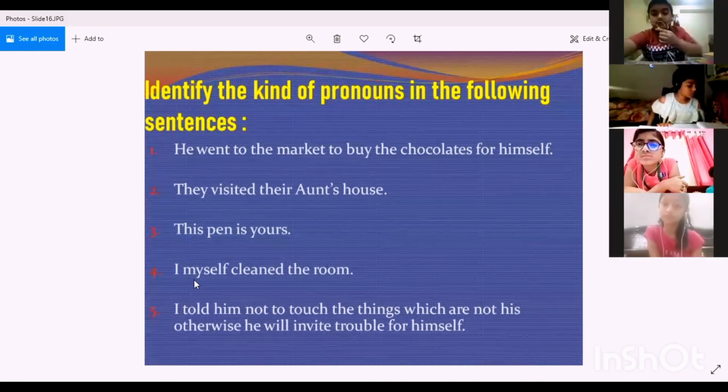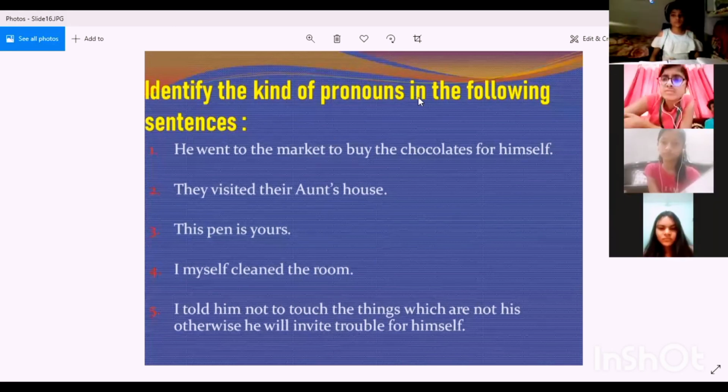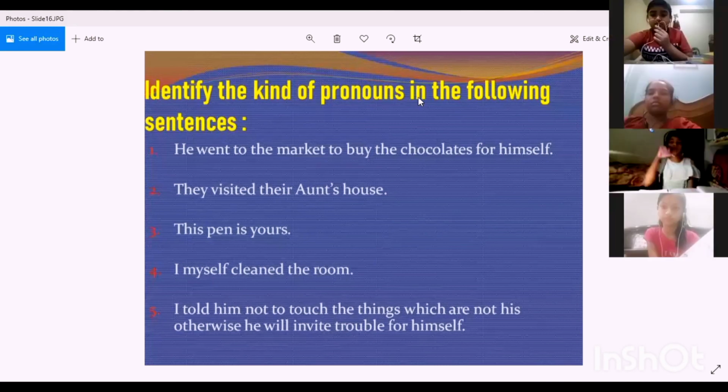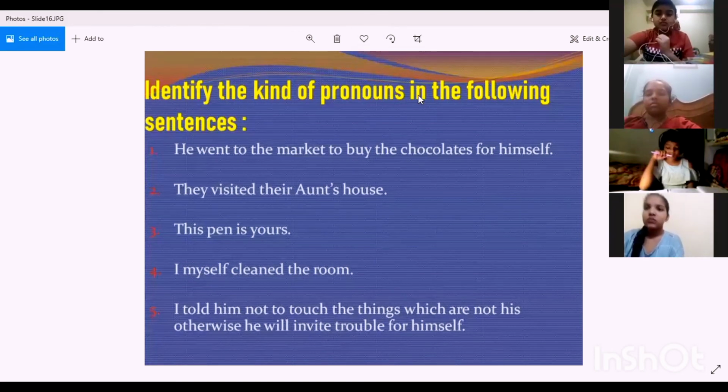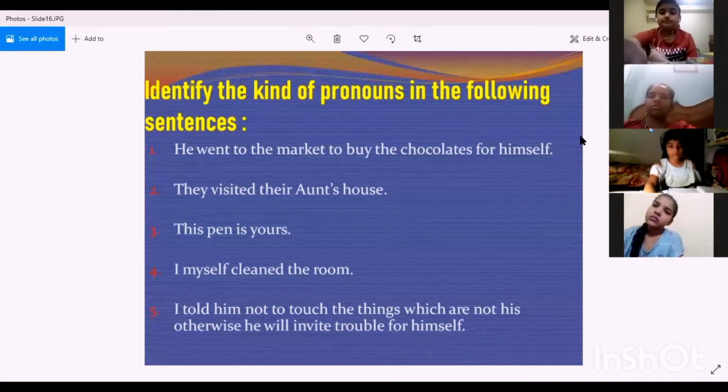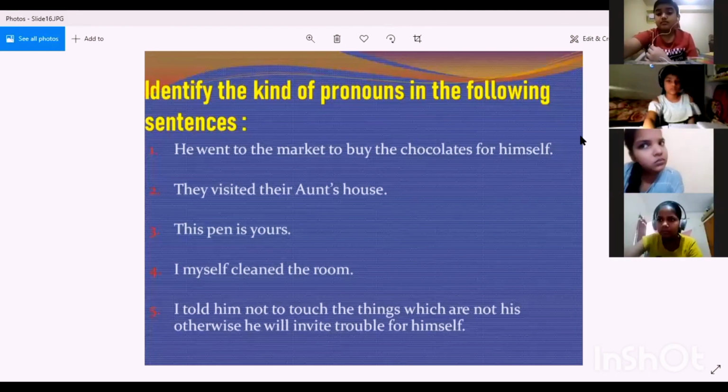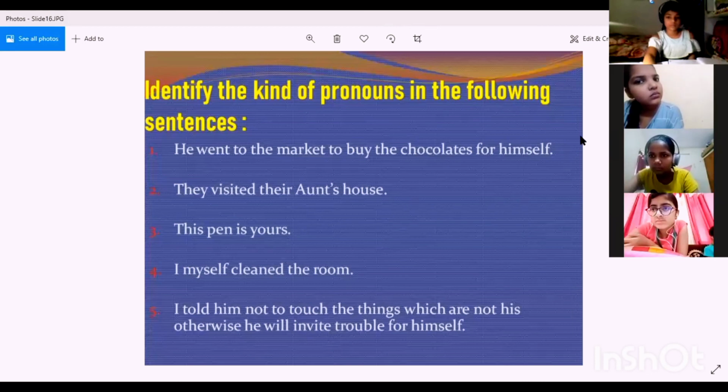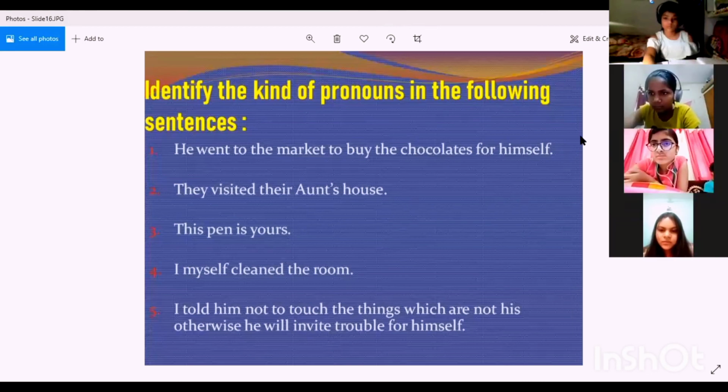How many of you think myself is an emphatic pronoun? Raise your hands. Alright, now you'll have to give me the reason for your answer. Genia, why do you think it is an emphatic pronoun and not a reflexive pronoun? Good morning, ma'am. The reason, ma'am, is that this is the emphatic pronoun because if we remove the word myself and we say I clean the room, ma'am, it is a complete sentence.